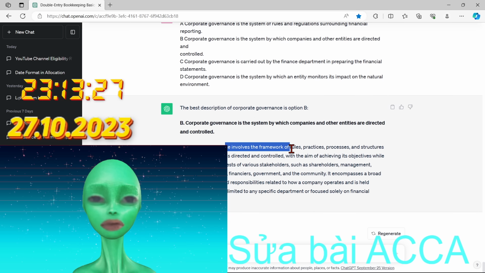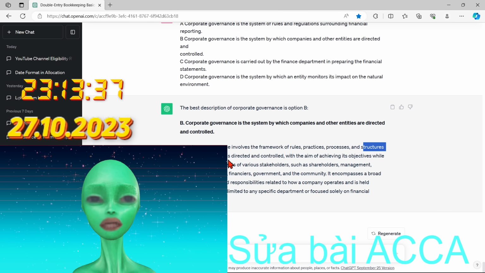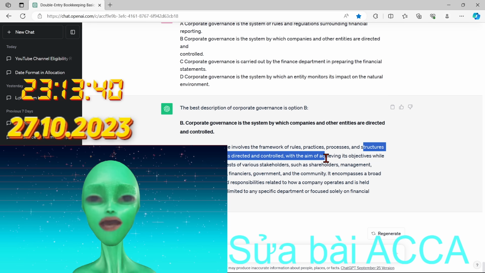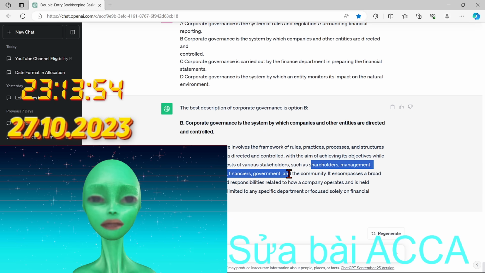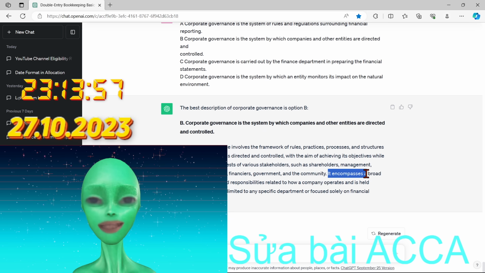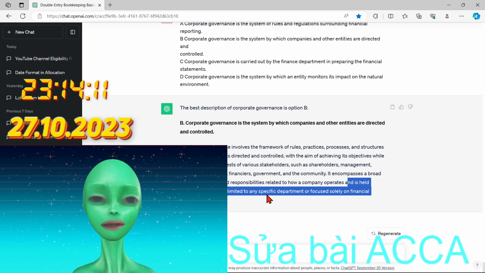Corporate governance involves a framework of rules, practices, processes, and structures by which a company is directed and controlled with the aim of achieving its objectives, while considering the interests of various stakeholders, such as shareholders, management, customers, suppliers, financiers, government, and the community. It encompasses a broad range of activities and responsibilities related to how a company operates and is held accountable. It is not limited to any specific department or focused solely on financial reporting.